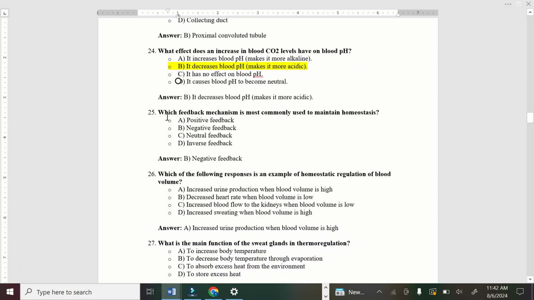The next MCQ is: which feedback mechanism is most commonly used to maintain homeostasis? A. Positive feedback. B. Negative feedback. C. Neutral feedback. D. Inverse feedback. So the correct option is negative feedback.